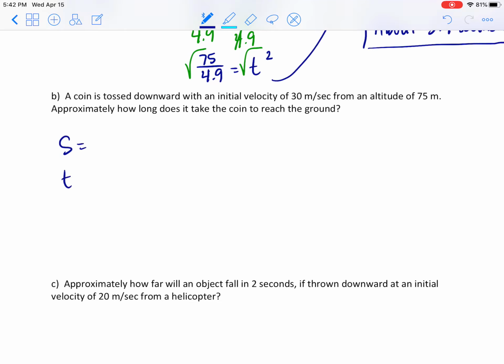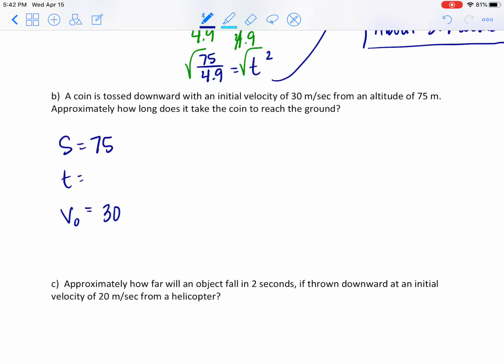Okay, not so bad. All right, B. Same formula now. So same 3 variables, a distance, a time, and initial velocity. So 2 will be given. We're going to figure out the one that's left over. So a coin is tossed downward with an initial velocity of 30 meters per second from an altitude of 75 meters. Approximately, how long does it take for the coin to reach the ground?